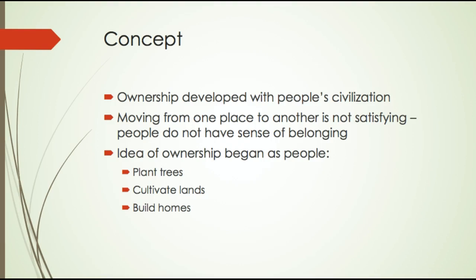Ownership developed with people's civilization. As people come to know more about themselves, they come to know more about the world that they are living in, so they started to understand and appreciate the concept of ownership. When people started to inhabit the world and did not understand what ownership was yet, they moved from one place to another, which proved to be not satisfying at all. Because when they move from place to place, people do not have a sense of belonging to that particular location, or to the items attached to that location. So the idea of ownership began as people started to plant trees, cultivate the lands that they are staying in, as well as build homes for themselves and their family.